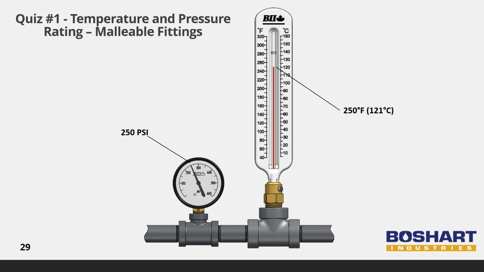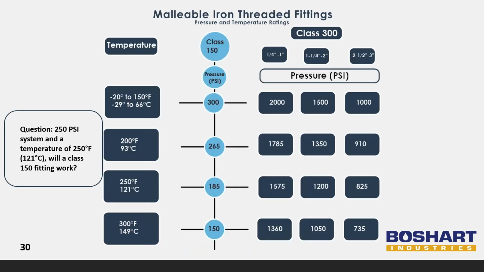Here is the first quiz. If an installer is creating a system that will run at a non-shock pressure of 250 psi and 250 degrees Fahrenheit, 121 degrees Celsius, can they use a class 150 malleable fitting? Let's take a look at the chart to figure out the answer. I will give you a minute to look at this chart and type out your answers.